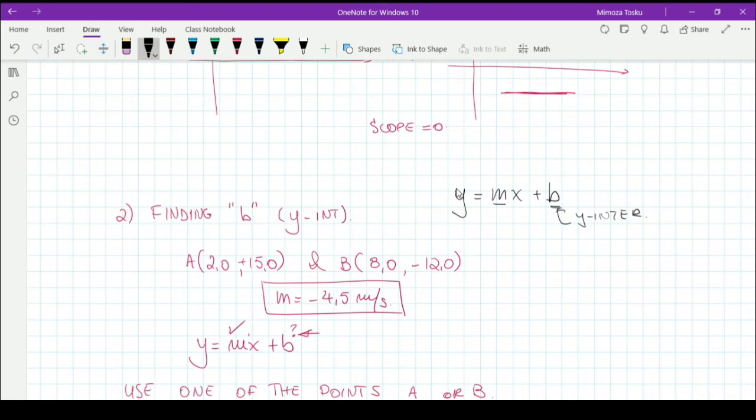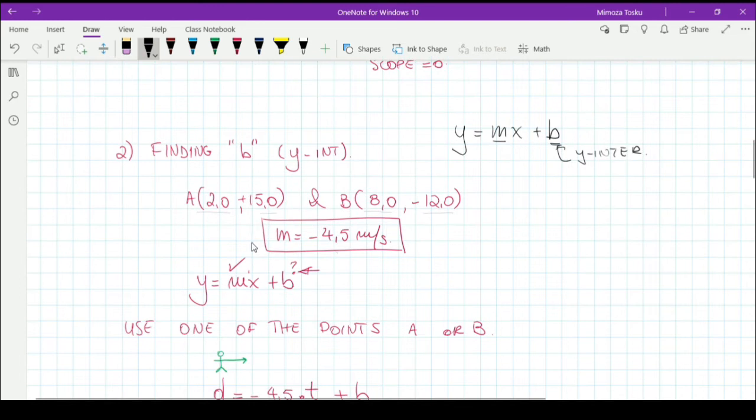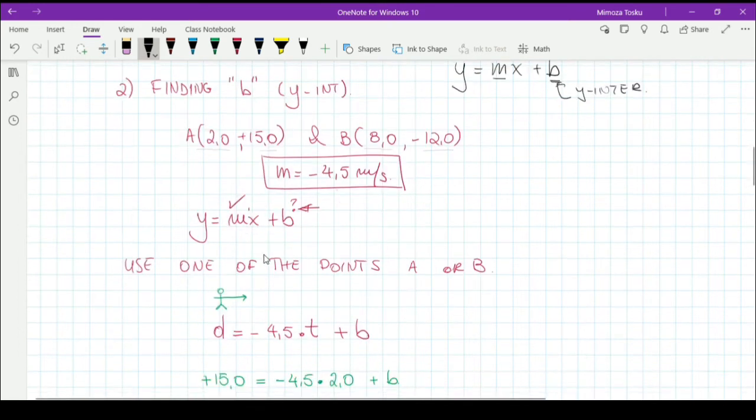So in our case, point A has coordinates 2 for the horizontal and 15 for the vertical, and B is 8 and negative 12. Through the calculations, we figured out that the slope is negative 4.5, and the units are meters per second, because the units of the vertical are meters and the units of the horizontal are seconds. And now we will find the value of b.